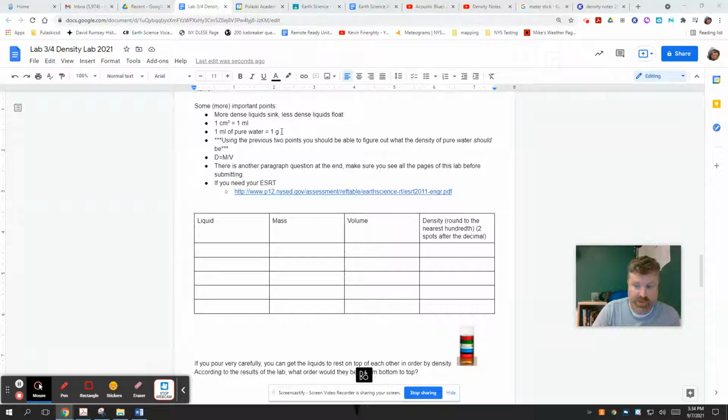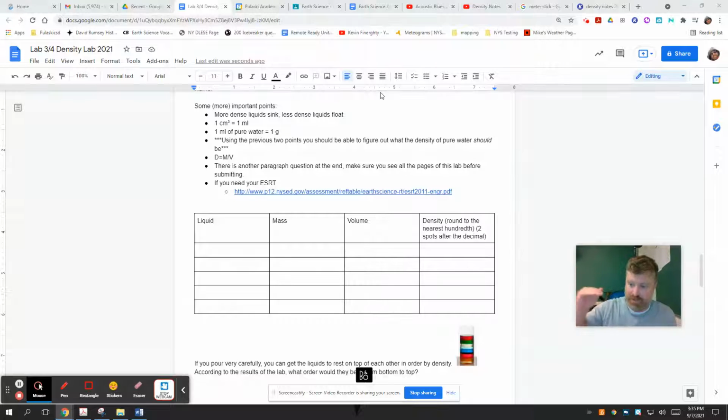By definition, that's what they said a gram is. 1 cubic centimeter of a very common substance, that being water. So you should be able to then figure out what the density of water would be. Well, if you had 10 milliliters, it would be 10 grams. If you had 100 milliliters, it would be 100 grams.